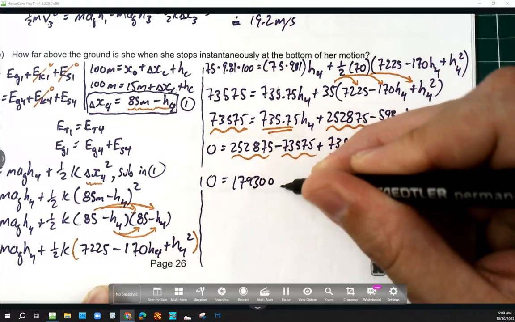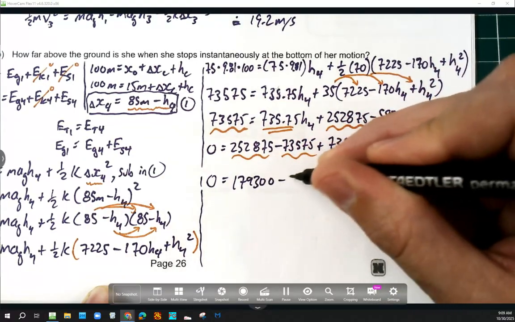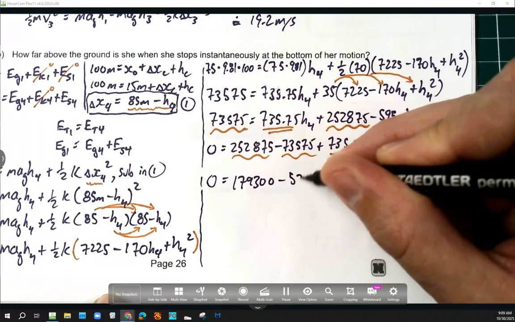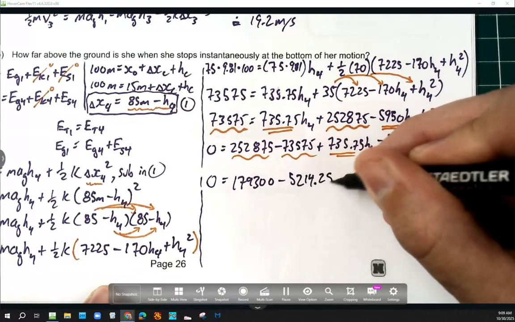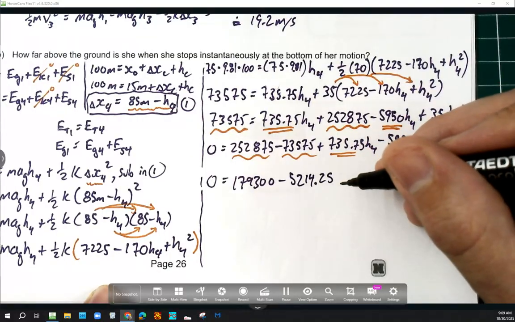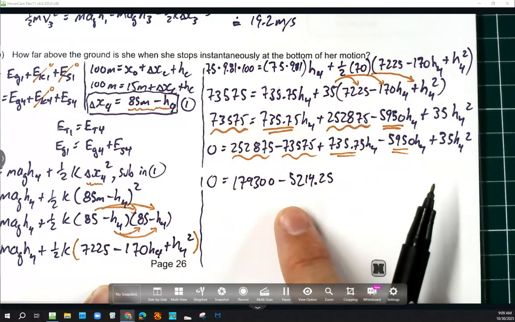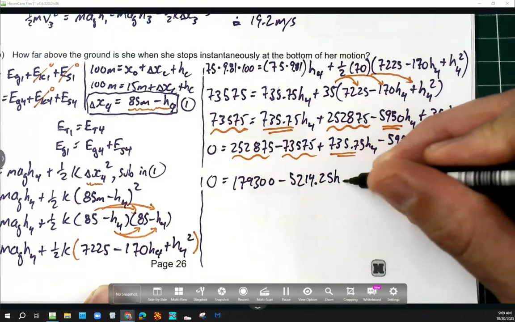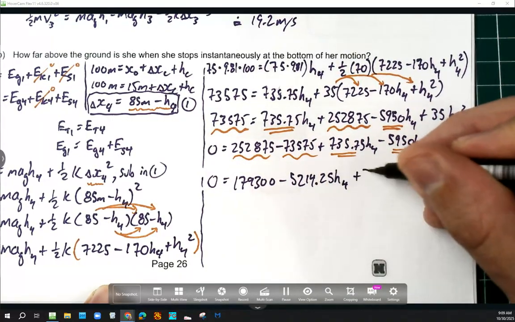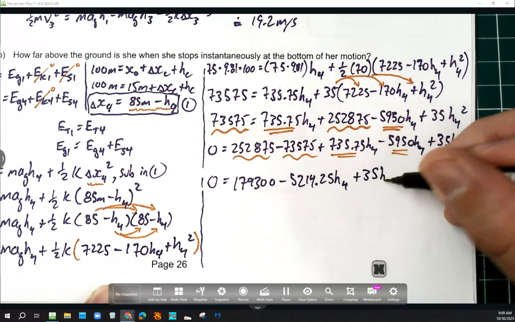179,300 minus 5,214.25. And can you guys fact check me on this one? I know there's some people doing the calculations. Are there other people that are getting these coefficients? Beauty. Okay. I heard the calculators going, so I figured. And then plus 35 H4 squared.